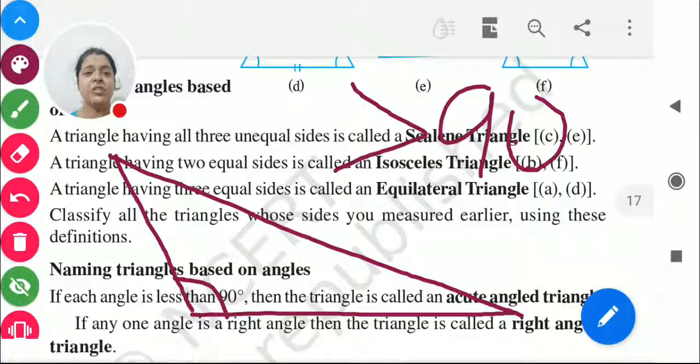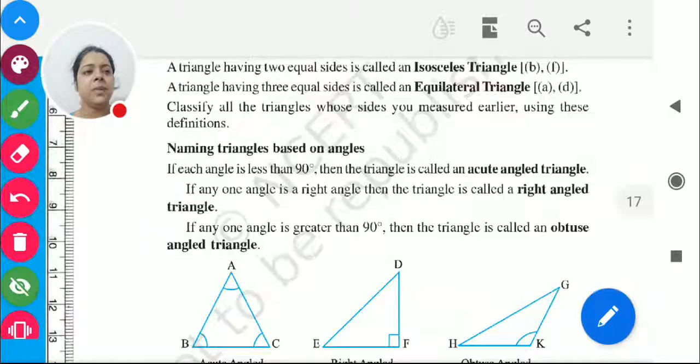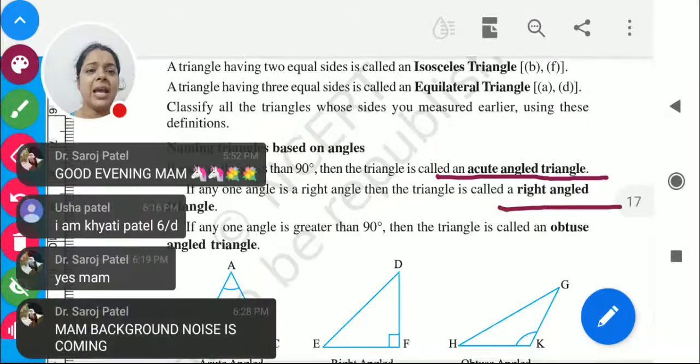So you just see here, when we go for acute angled triangle, all the angles are less than 90 degrees because it is acute. All the angles are less than 90 degrees. So they are called acute angled triangles. Next is the right angled triangle.